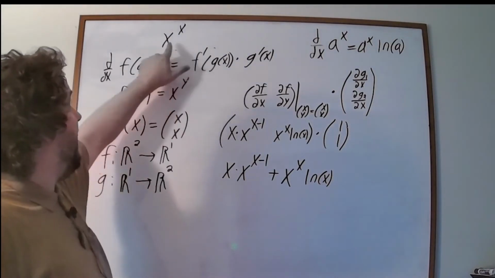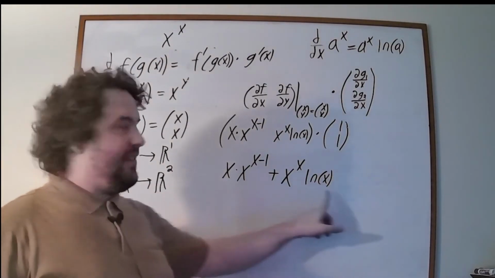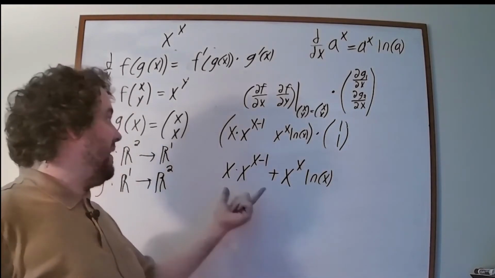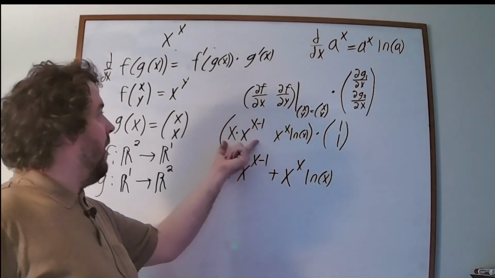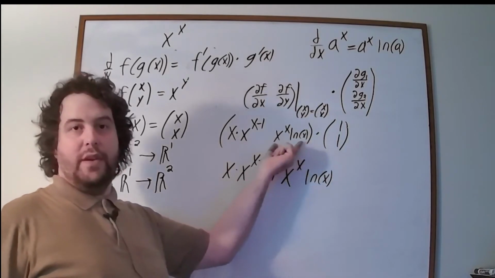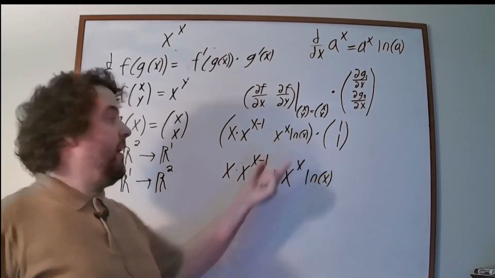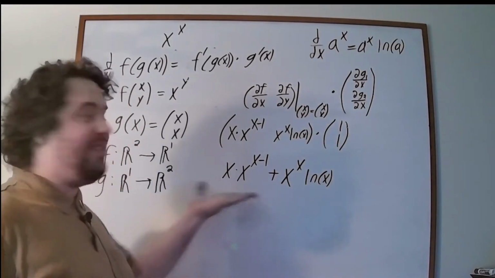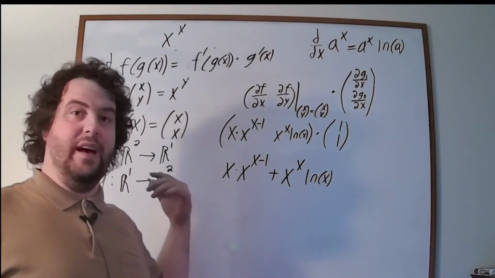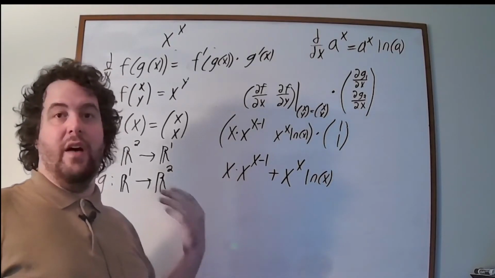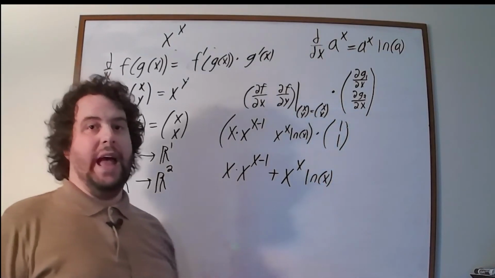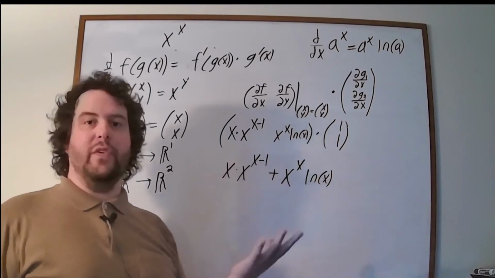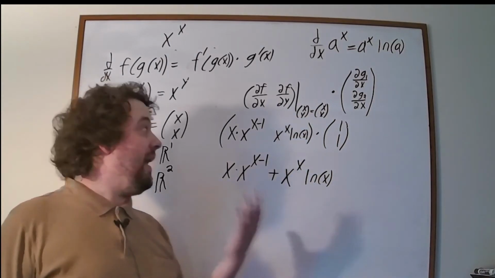So hopefully you can take away the fact that the derivative of x to the x is this particular formula here, right? We take the derivative one way, and we take the derivative another way, and we add the results together. This is not a coincidence at all. This is a simple consequence of the multivariable chain rule. And there are lots of useful facts that you can take away from this.